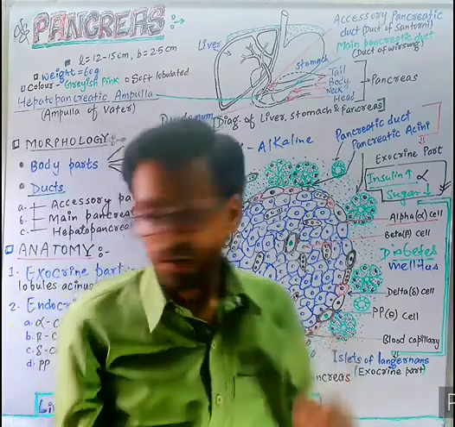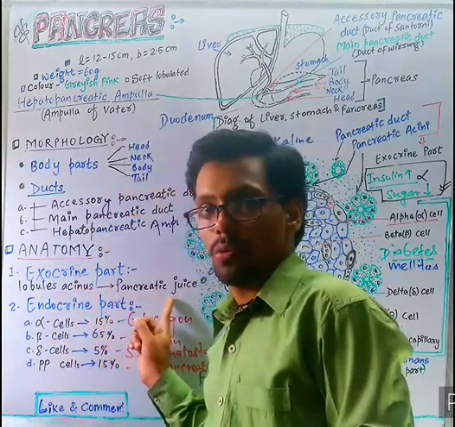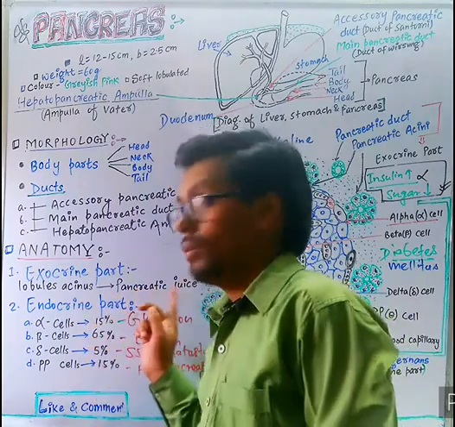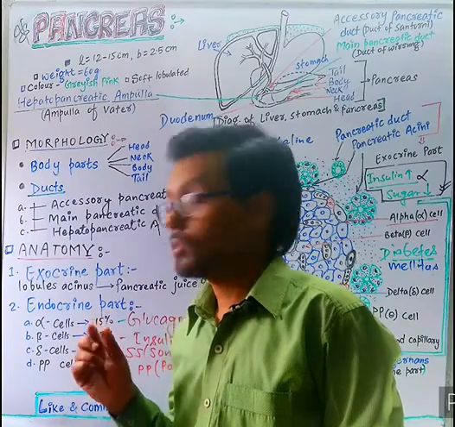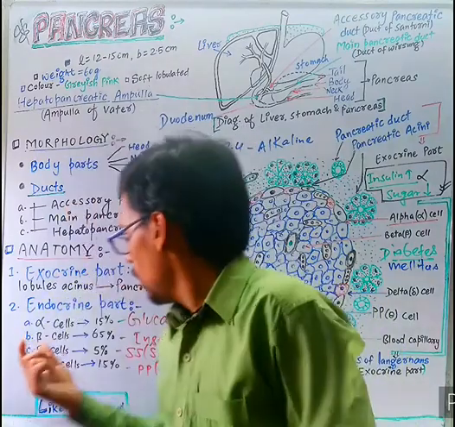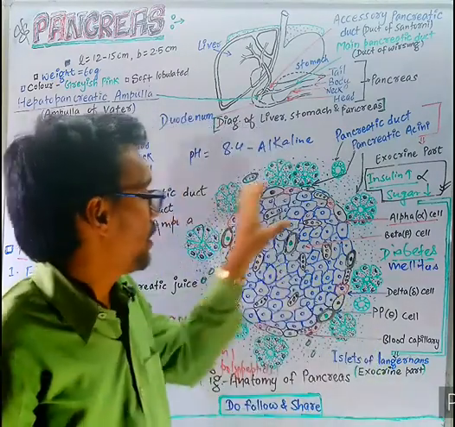In the exocrine part, the lobular acini secrete pancreatic juice. In pancreatic juice we can find enzymes, and also sodium bicarbonate. Next, the endocrine part.